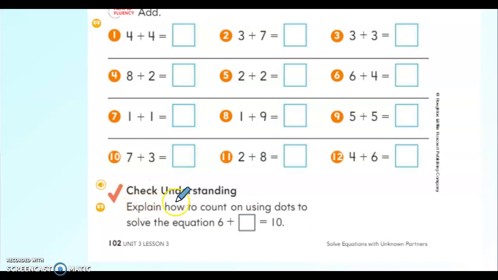So it says, explain how to count on using dots to solve the equation. So with your homework helper, tell them, what would you do to figure this out using dots? Okay, and you can look back in the video to see what I did, or if you remember right away, that's amazing.